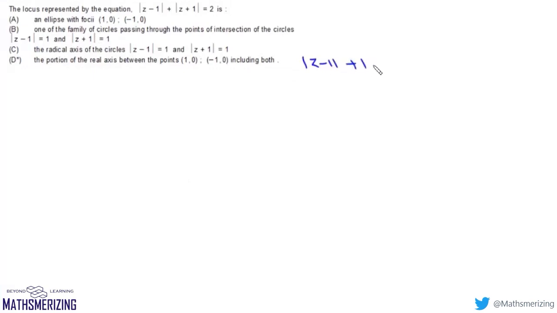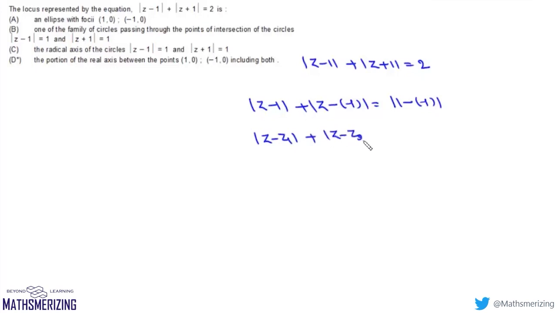Now here the question is, the locus represented by this equation mod of z minus 1 plus mod of z plus 1 equals 2 is. Now we can write this as mod of z minus 1 plus mod of z minus minus 1, and this 2 is 1 minus of minus 1. So we get this as mod of z minus z1 plus mod of z minus z2 equal to mod of z1 minus z2. That means this z will lie on this line segment joining z1 and z2. Now in this case, one point is minus 1 and the other point is 1.